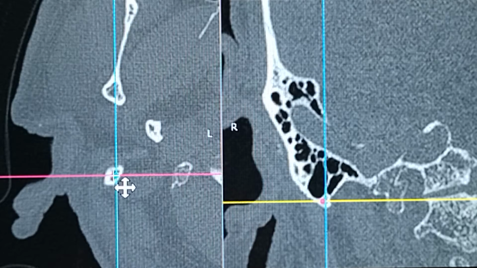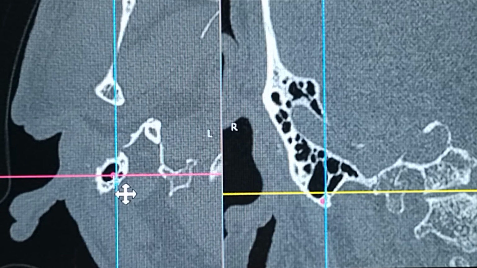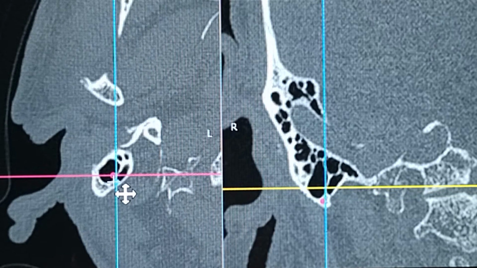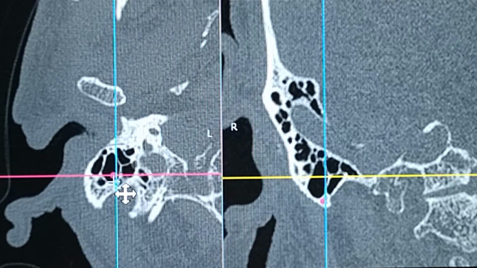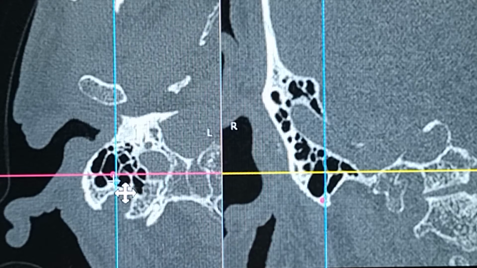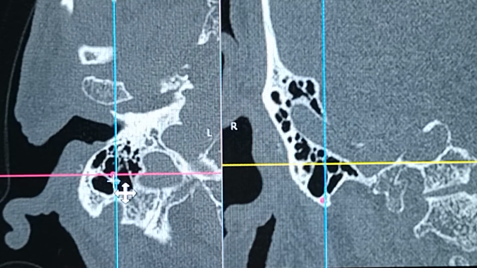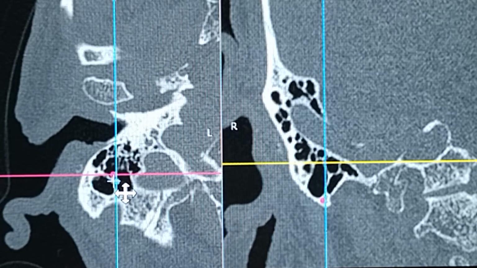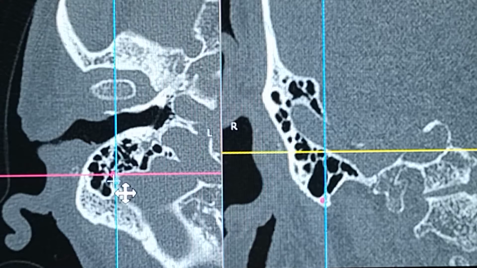And as we go up, if I'm going from inferior to superior, you can see the axial is showing me the mastoid air cells, and on the coronal section you can see the yellow line which is going above. So that's showing me the plane I'm in right now on the coronal. So you can see all the mastoid air cells on both the sections at the same time, and that is how you study the nature of it.